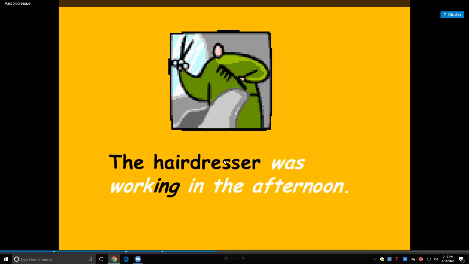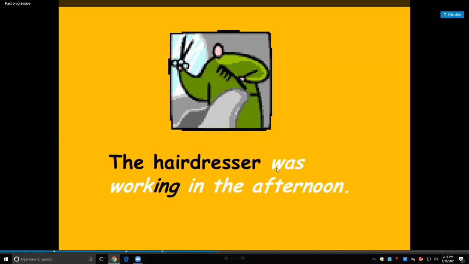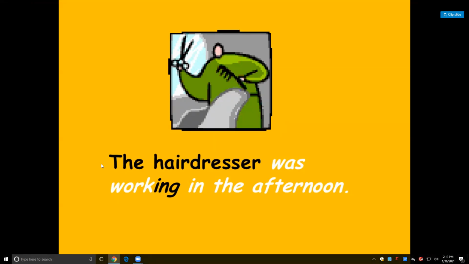So if the positive sentence is the hairdresser was working in the afternoon, if you want to change it into negative, you'll say the hairdresser was not working in the afternoon. And if you want to change it into an interrogative, a yes-no question, you put this was at the beginning of the sentence and it's going to be: was the hairdresser working in the afternoon?